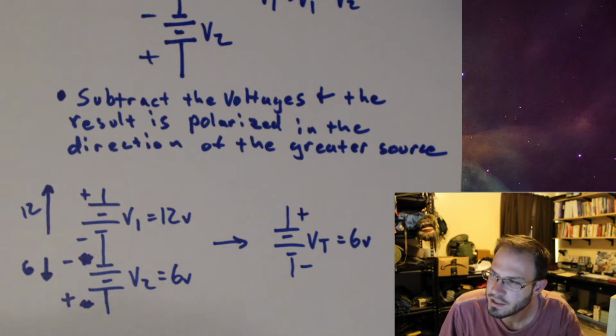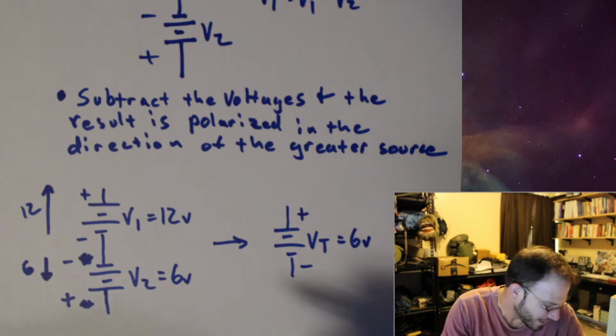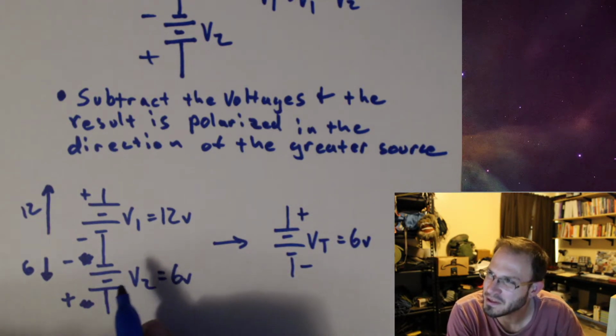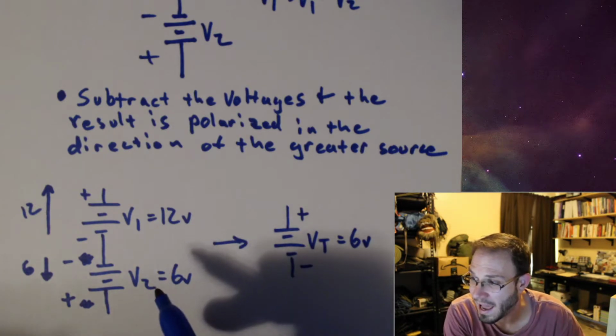So that's kind of our series opposing. This tends to not be as useful because you're wasting some power to do this, because you're basically using this voltage source in order to cancel out this voltage source. You would just use a smaller battery.